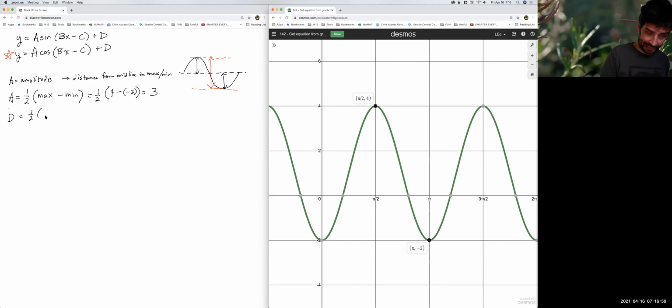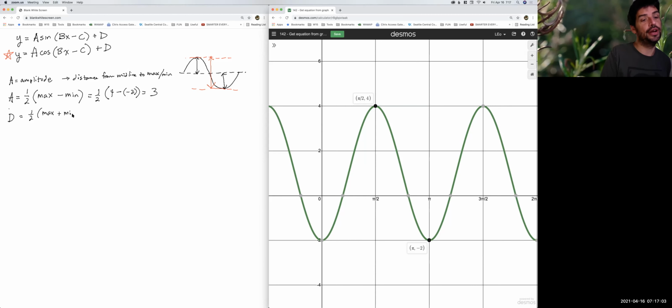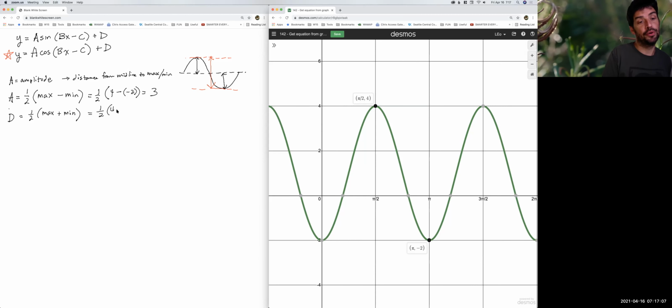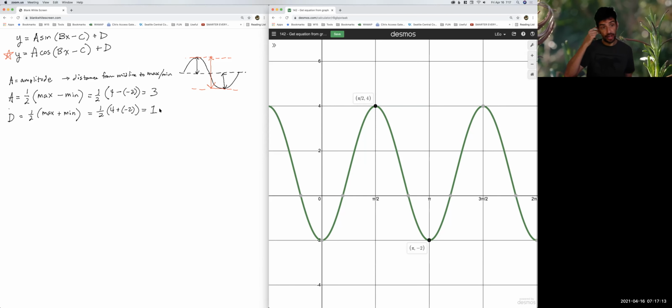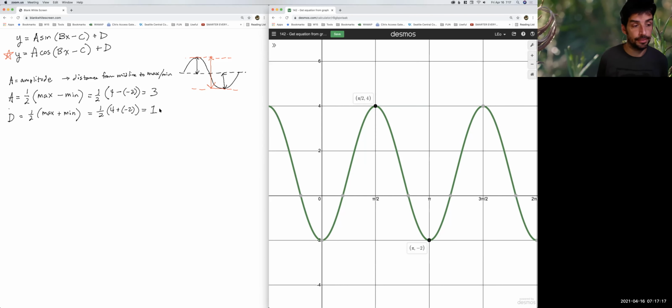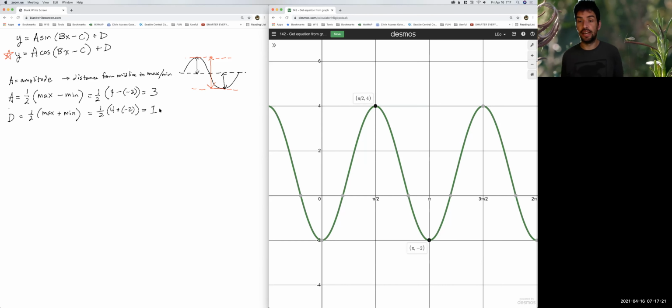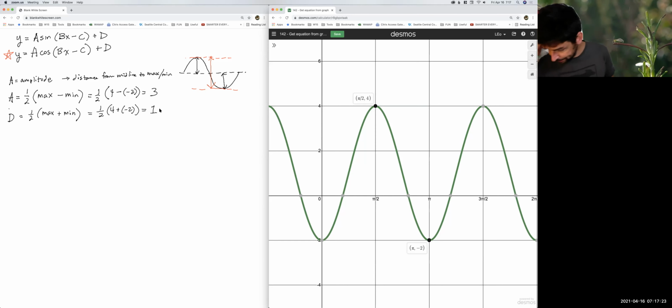And so this is pretty easy. How do you get the average of two numbers? You add them together and divide by 2. So now I've got 1/2 of 4 plus -2. 4 plus -2 is 2. Half of that is 1. So right away, I've got my midline and my amplitude. So I've got 2 of the 4 values taken care of.